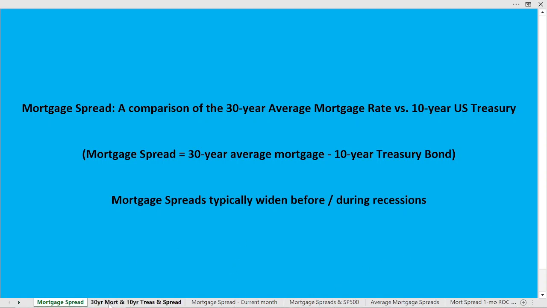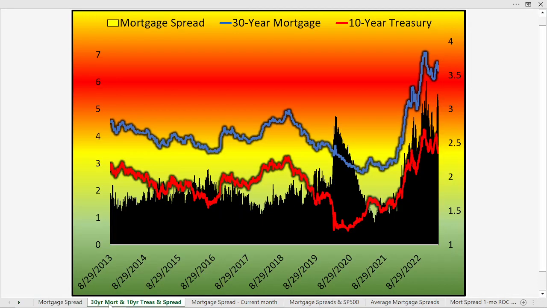Now, taking a look at the following chart, the blue line represents the average 30-year mortgage right now. The red line represents U.S. Treasury. Of course, the 30-year mortgages are always going to be above the 10-year U.S. Treasury. The black histogram bars show us the spread, the difference between the blue line, the 30-year mortgages, and the 10-year U.S. Treasury, the red line. Notice that when the blue line is further away from the red line, the black histogram bars tend to rise. When they're closer together, they tend to contract.